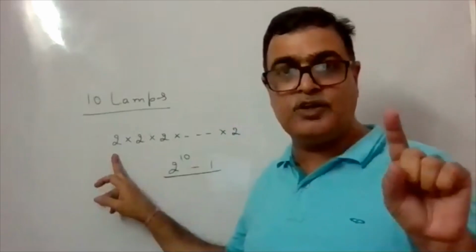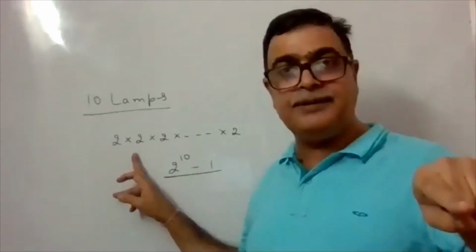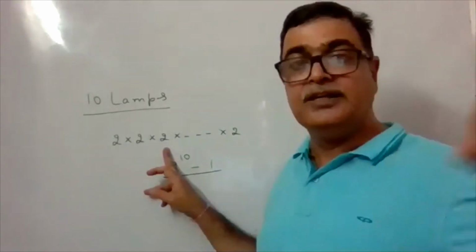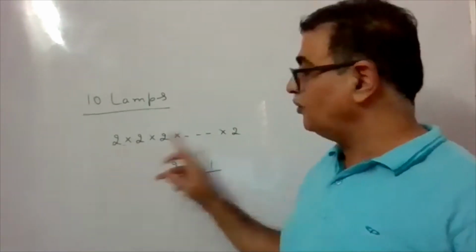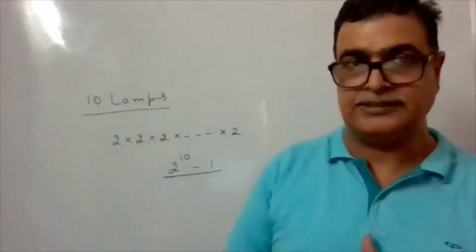Either the first one, you will switch it on or off. सेकंड का भी यही करोगे, ऑन करोगे या ऑफ करोगे, वो चॉइस आपकी है. 2 वे से चॉइस है. थर्ड में भी आपके पास 2 चॉइस है. So we will say 10 switches are there, so 2 power 10 are the total choices.